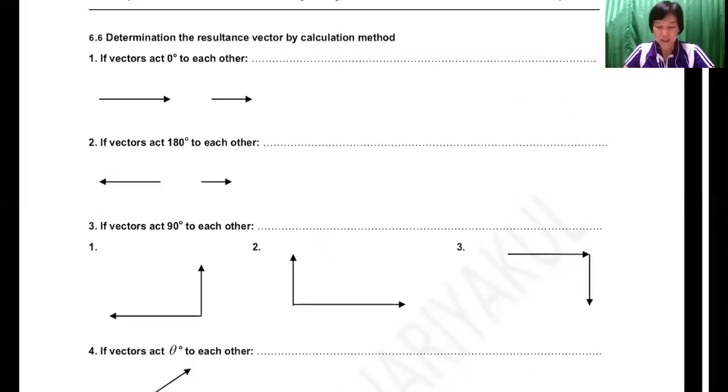Okay, the first case is when the vectors are acting 0 degree against each other. So what does it mean? It means that they are pointing to the same direction, or they have the same direction. The angle between them is 0 degree. So how can we calculate? Actually, I think that it's not difficult.